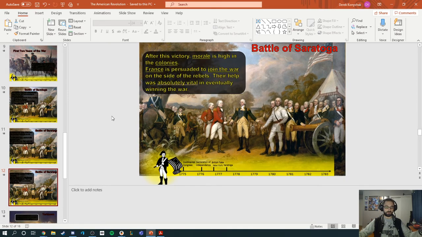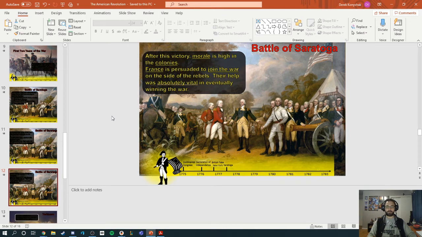Number one, after the victory, it caused morale in the colonies to go way up. So that morale basically means the attitude and the mood of the people fighting the war. So the Continental Army was just very happy with itself. They were excited that they had started winning. They had won this big battle. They had defeated one of these British generals, and an army's mood can really affect the way they fight. And so morale was high.